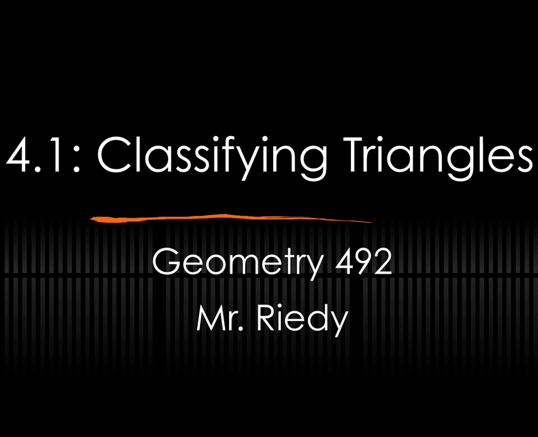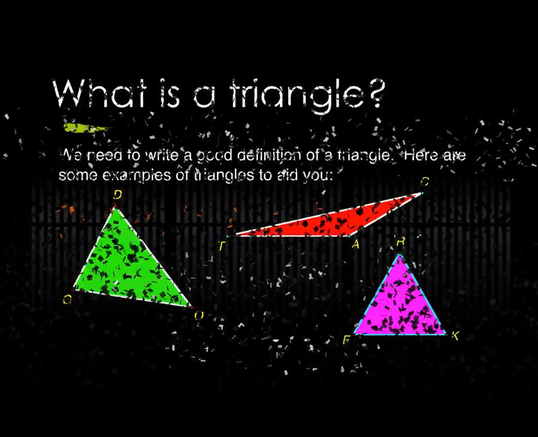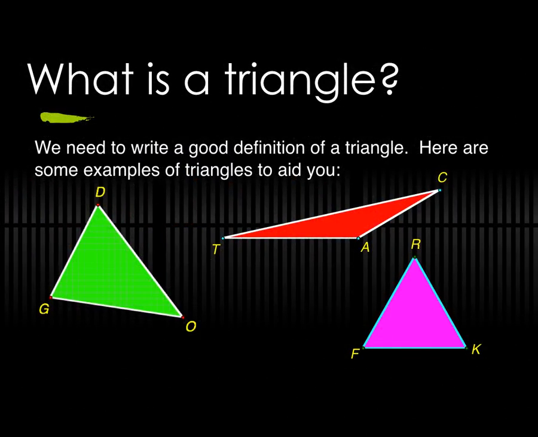We start talking about the triangles today, then we're going to classify them. Hence the reason this is called classifying triangles. But first, you are going to need to write a definition of what is a triangle. So there are some triangles. I got a green one, a red one, and a purple one. So, what's a triangle?